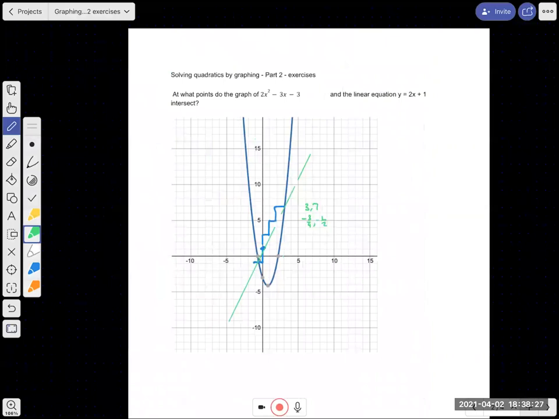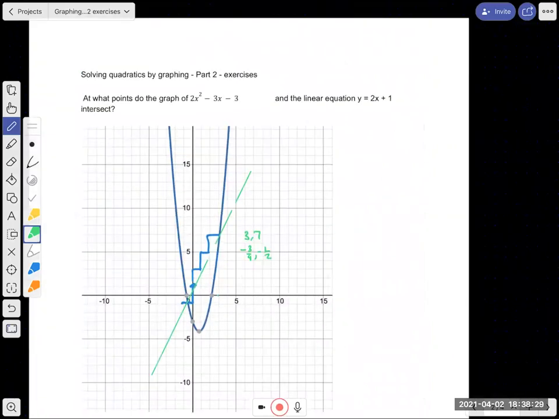And so let's remember, what did we do? We said we can set these equal to each other. 2x squared minus 3x minus 3 equals 2x plus 1. And in doing so, we're going to subtract from both sides so that we'll just have our terms on one side. And that gives us 2x squared minus 5x minus 4 equals 0.